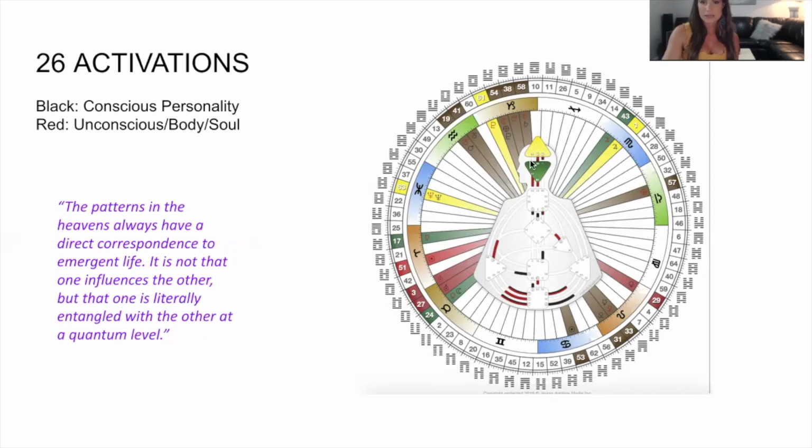And here, for example, somebody born in July is going to be born in Cancer, and that's also going to be the 53rd gene key. And opposite of that, you're going to have the 54, which is part of that incarnation cross. And then you do the same thing 3 months back in time, and you're going to have the 51 and the 57 opposite. And here it says, the patterns in the heavens always have a direct correspondence to emergent life. It is not that one influences the other, but that one is literally entangled with the other at a quantum level. And to grasp that is kind of big.